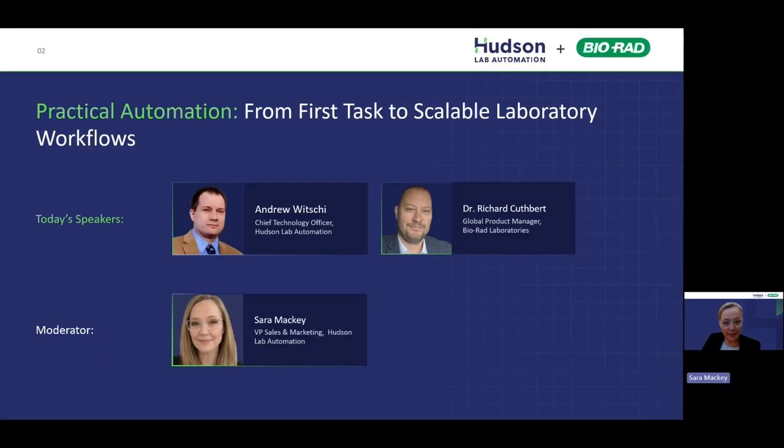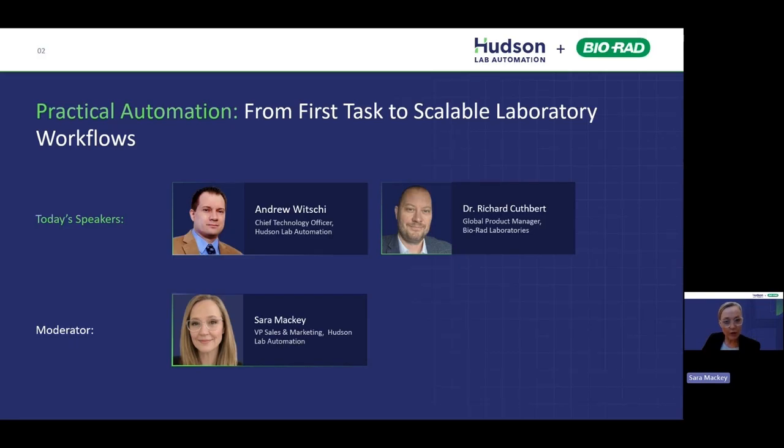I'm pleased to be joined today by two experts who bring complementary perspectives across science, instrumentation, and automation. First, I'd like to introduce Dr. Richard Cuthbert. He's the Global Product Manager for Cell Biology at Bio-Rad Laboratories. Richard brings more than 20 years of experience in flow and cell biology, spanning academic research, applied cytometry, and global product leadership. At Bio-Rad, he leads strategy and innovation for flow cytometry and antibody technologies with a strong focus on screening and high throughput applications.